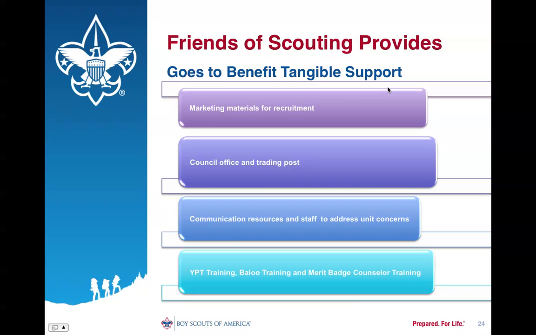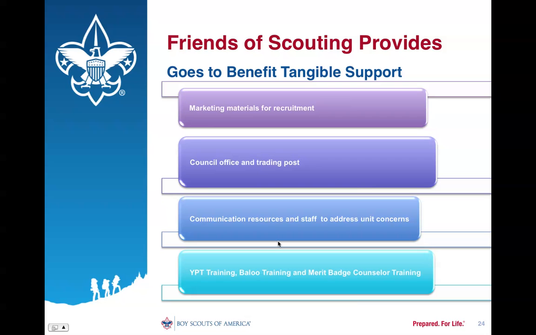And then where does the money go from Friends of Scouting? Well, it goes to two areas: tangible benefits, those things that you can actually see happening, and then intangible, those items happening behind the scenes. So marketing materials and recruitment for your fall and spring recruitment, council office and the trading post. We actually don't really make a profit on that, or a significant profit on that.